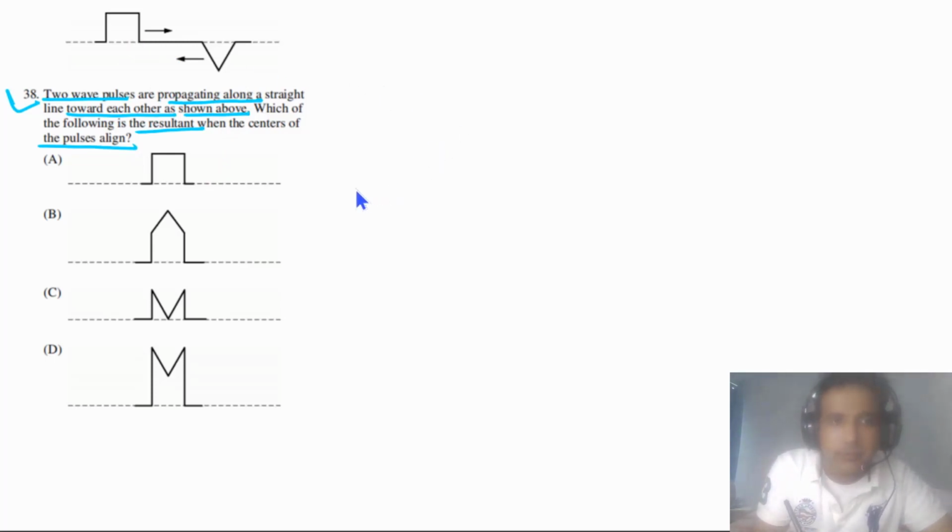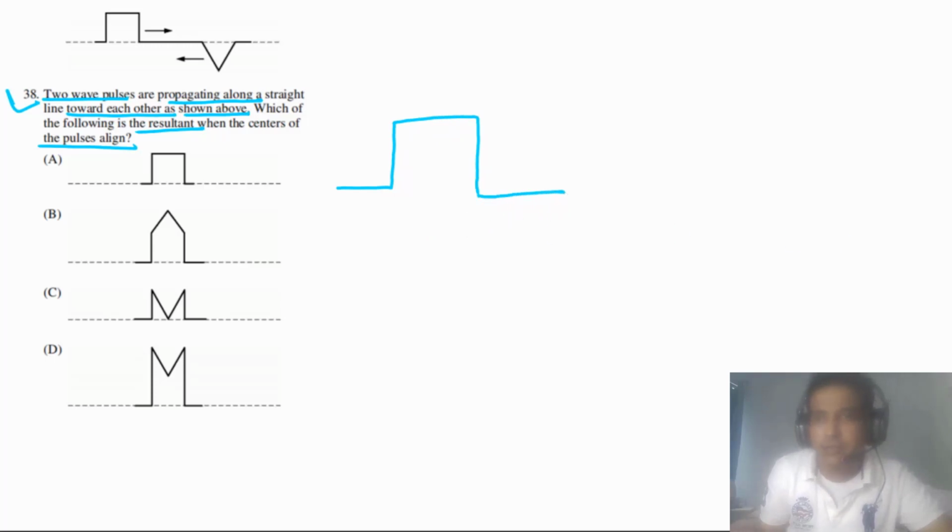For that purpose, we can first of all redraw these two pulses. We have one pulse here, where their centers align. So we can draw the second pulse here. This one is the second pulse. Now simply we need to add these two pulses.